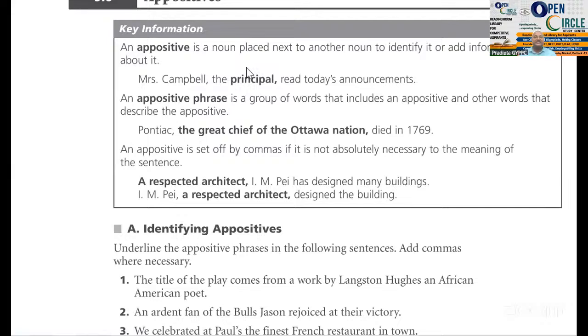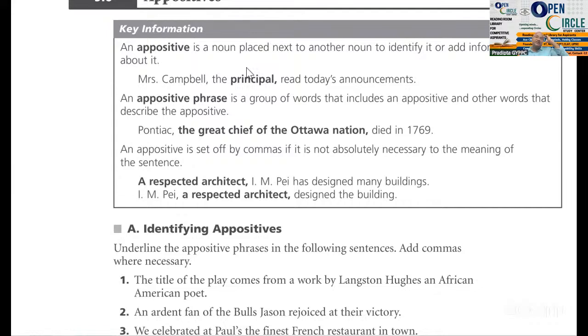Look at some sentences here. Mrs. Campbell, the principal, read today's announcements. तो कौन पढ़ा? Mrs. Campbell. वो कौन है? Principal है. तो ये जो the principal, is the appositive. Are you able to understand? Look at another sentence. The principal is an appositive word, but there could also be an appositive phrase. Phrase matlab group of words. Like Pontiac, the great chief of Ottawa Nation, comma, died in 1769. So who died?